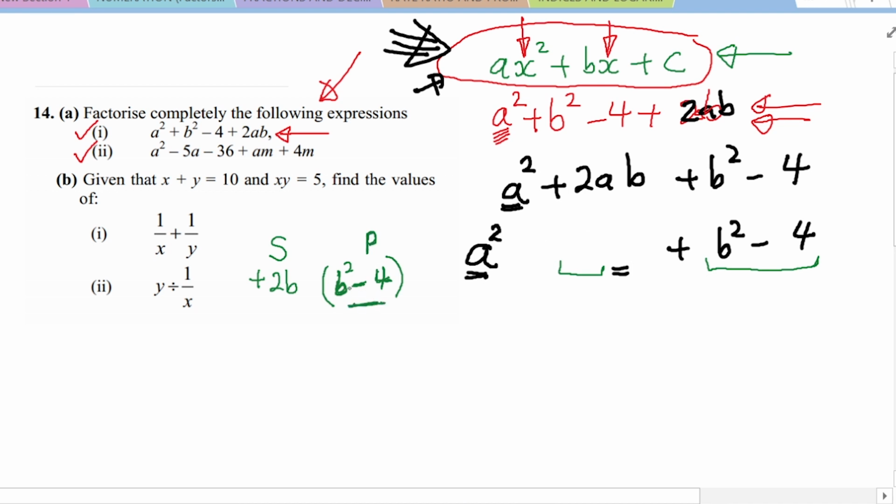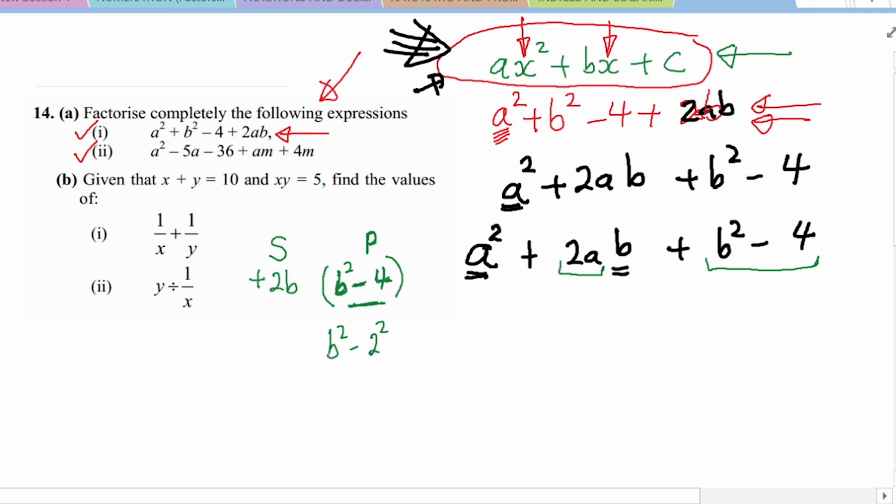And if you look at that expression, I don't know why my things are disappearing here. Let me try and rewrite them here. That is a squared plus 2ab plus, okay, let's get back to here. So if you look at that expression here, you find that it is actually b squared minus 2 squared.